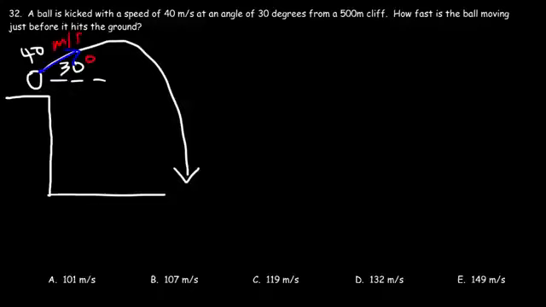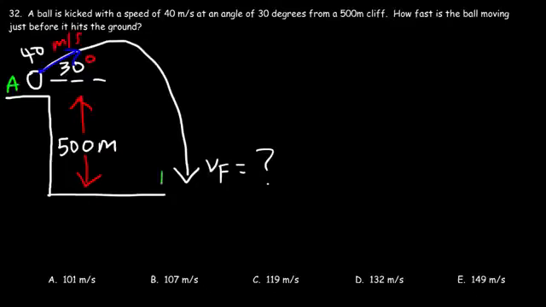So how can we calculate the final speed just before it hits the ground? Now keep in mind the height of the cliff is 500 meters. Now you can use kinematics because this is a projectile motion type problem, or you can use conservation of energy, which I believe is a lot easier for this problem. So let's call this point A and point B.